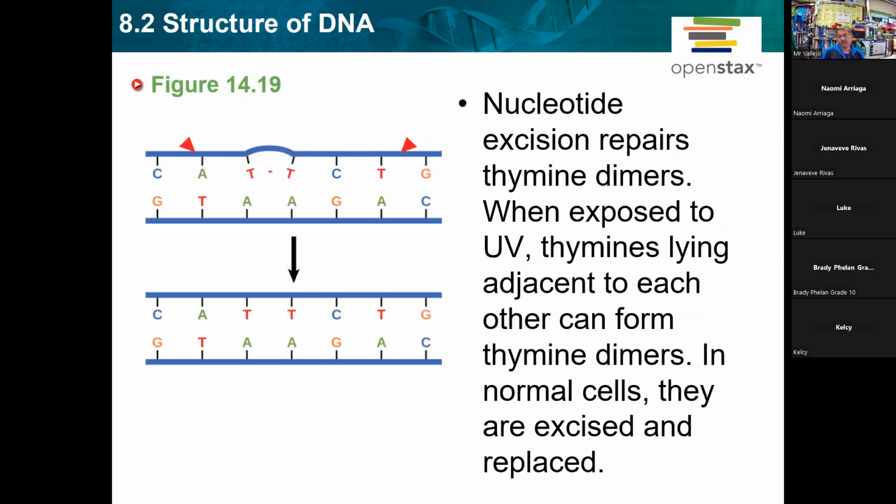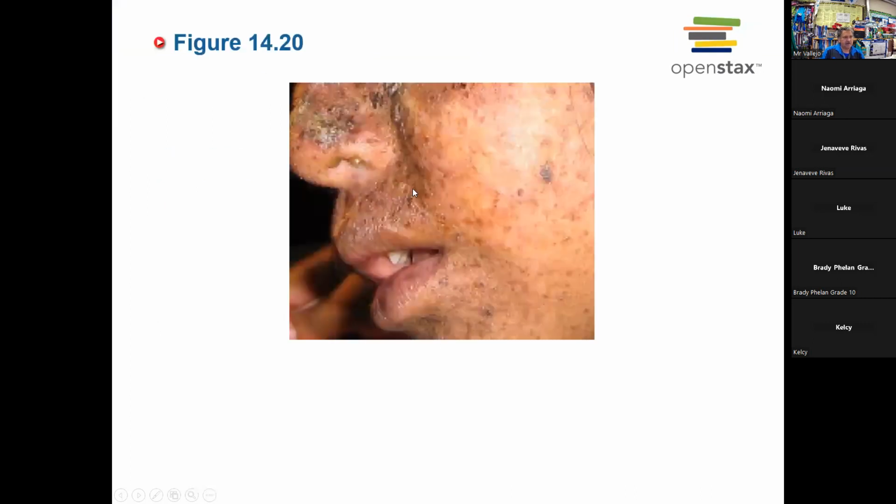This is something you may hear about in the news every so often. T, as you know, is thymine. We have thymine dimers that sometimes form. So nucleotide excision repairs thymine dimers. Exposed to UV, thymines align adjacent to each other and form thymine dimers. In a normal cell, they're excised and replaced because this is not normal here. So when they start to interact with each other, that is not good. So you can do that type of repair right there.